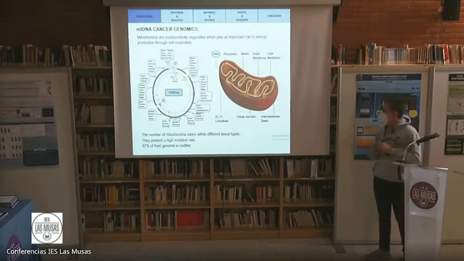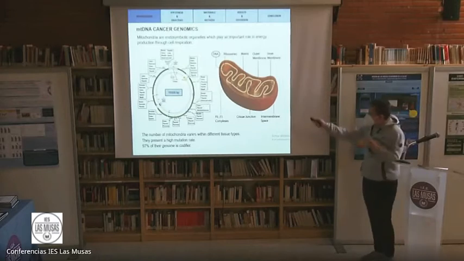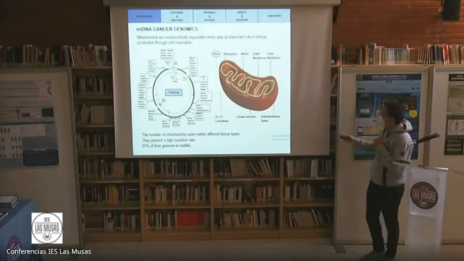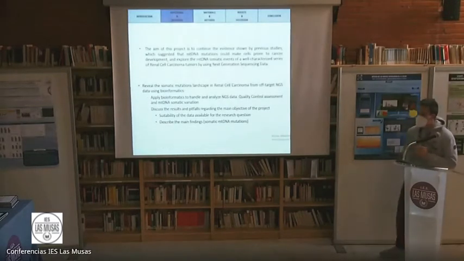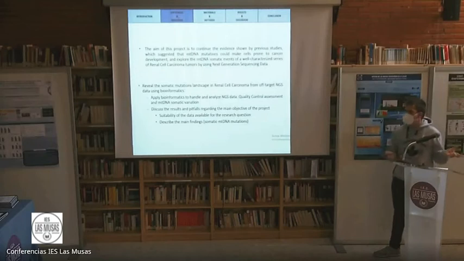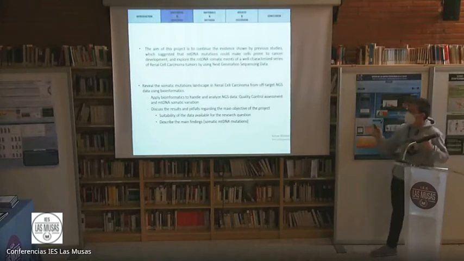Well, several studies have shown that some cancer types harbor mitochondrial DNA mutations, such as those in the gene MTND5, which have been reported in breast, colon, pancreas, gastric, and renal cancers. However, it is yet to be determined if they act as drivers or not. Well, the aim of my project is to continue the evidence shown by previous studies, which suggested that mitochondrial DNA mutations could make cells prone to cancer development, and to explore the mitochondrial DNA somatic events of a well-characterized series of renal cell carcinoma tumors by using next-generation sequencing data.